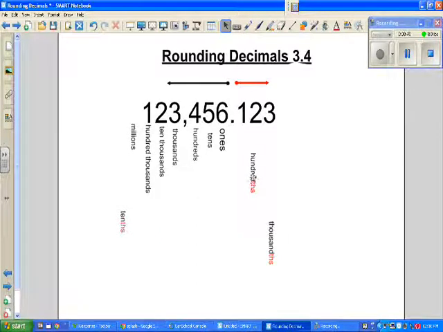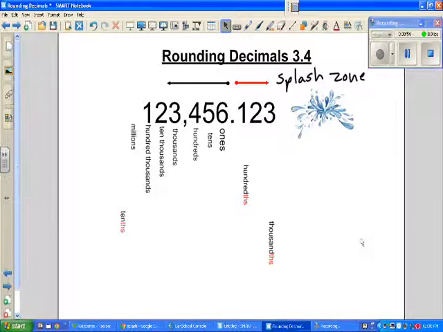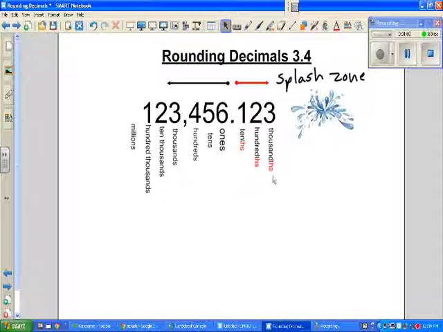Now I've got all these red ones with the THS. This is what I like to call everything behind the decimal. I call them the splash zone. The reason is because with that THS at the end, it gives it a real sound and makes you spray. So the tenths go there, the hundredths go there, and the thousandths go there, all in the splash zone.